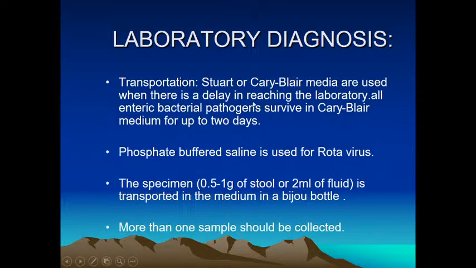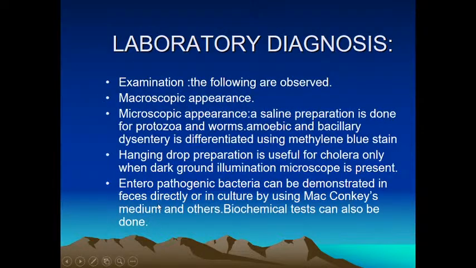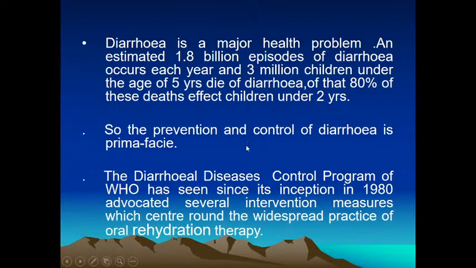Transportation should be done in stored or Cary-Blair medium, and you should ensure that you store the sample well. Phosphate buffered saline is also used for rotavirus, and you can try and collect more than one sample. You do a macroscopic examination and a microscopic examination. You can do a hanging drop preparation for cholera, and you can culture it in MacConkey's agar and then look for colonies of E. coli or various other organisms. Biochemical tests can also be carried out.